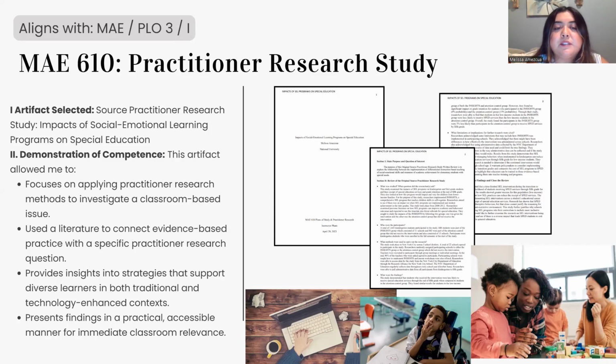This assignment really was the beginning of my experience with action research, finding areas that relate to my practice, looking up literature in the area, seeing what research is saying and how I can apply it to practical solutions in my classroom.